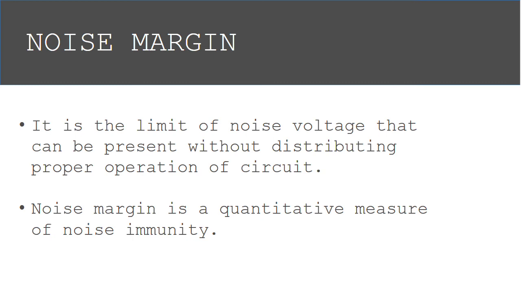The difference between minimum output high and minimum input high is known as the high-level noise margin, and the difference between maximum input low and maximum output low is called the low-level noise margin.